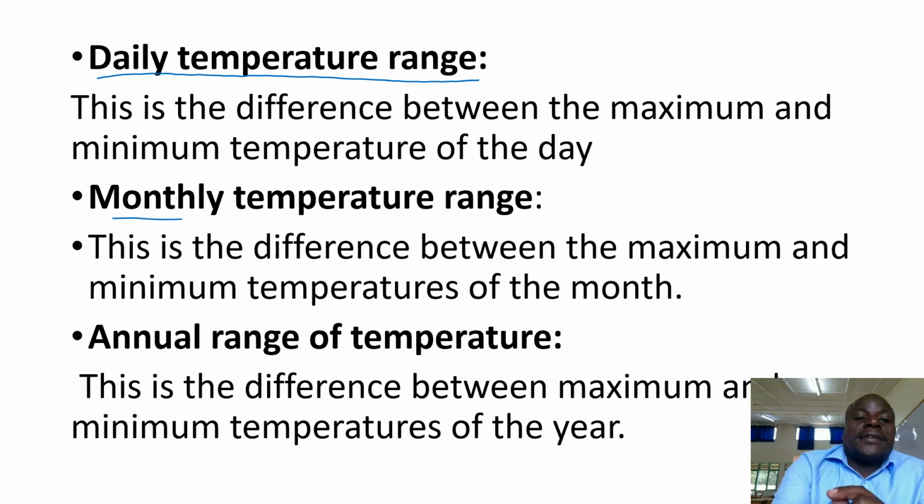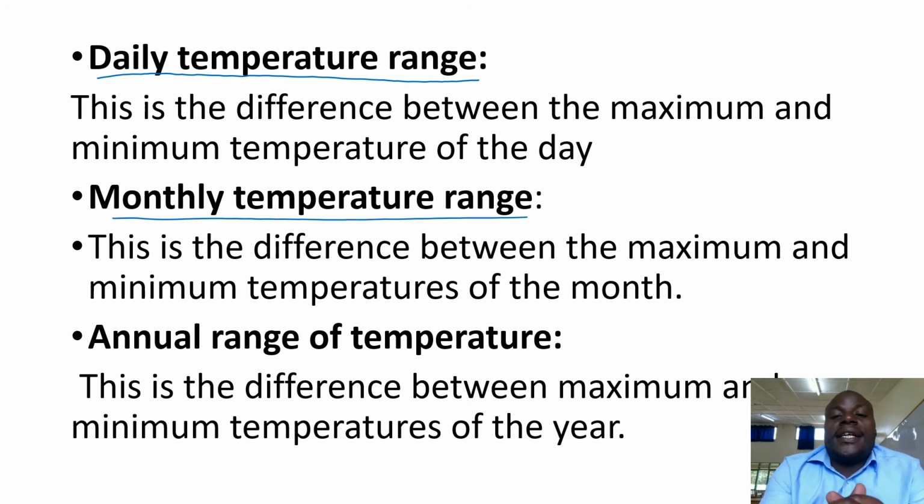Monthly temperature range, you get the highest temperature of the month minus the lowest temperature of the month. Annual range temperature. This is the difference between the maximum and the minimum temperature of the year. There are no averages when it comes to range.